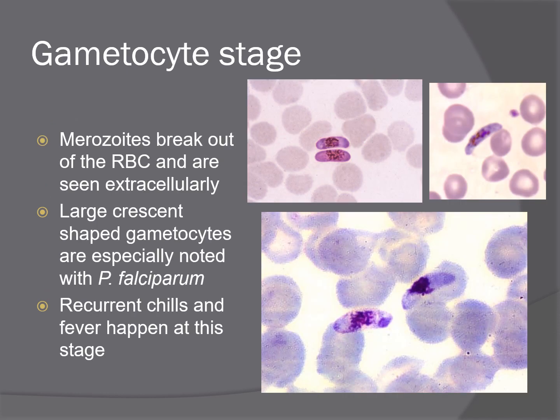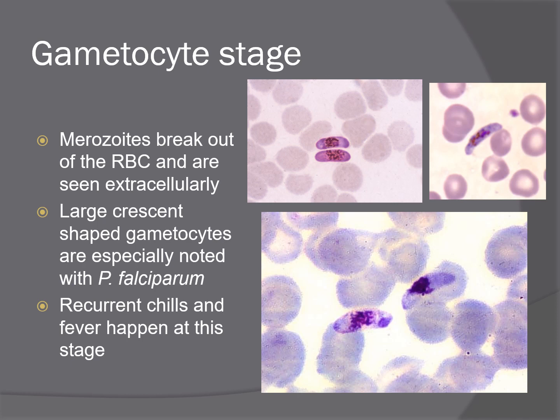In malaria, the only stage seen extracellularly is the gametocyte stage, okay? So merozoites break out of the red cell and are seen externally. Large crescent-shaped gametocytes are especially noted with Plasmodium falciparum, and this is when the patient has extreme chills and extreme fevers. Pretty much when the merozoites break out of the red cell.